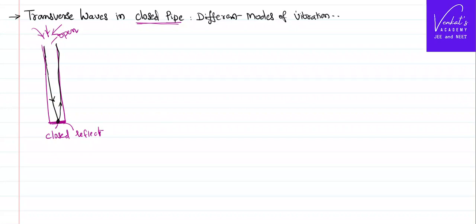If you notice here, the displacement is minimum. It's a stationary wave. Here what is formed is a node with minimum displacement. Here the displacement is maximum. That's the formation of an antinode. So it's like a stationary wave. If we consider this entire length of the pipe as L, throughout the length L, only two things happened: one node and one antinode.